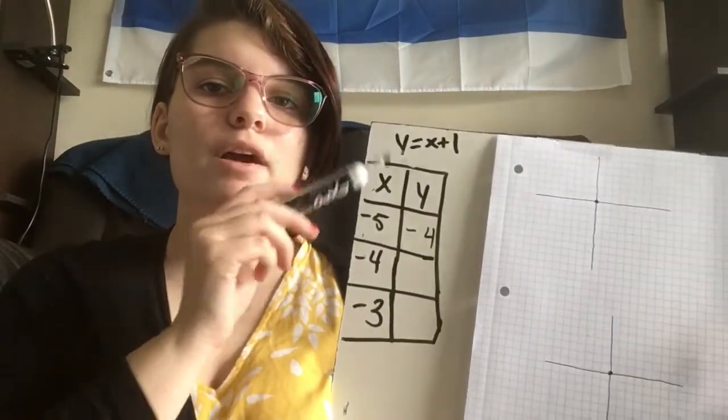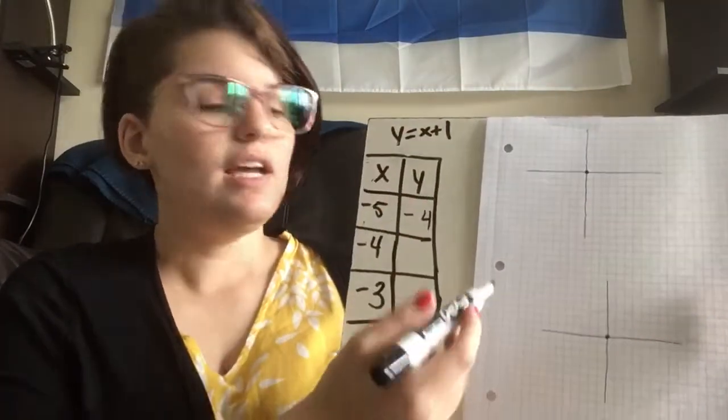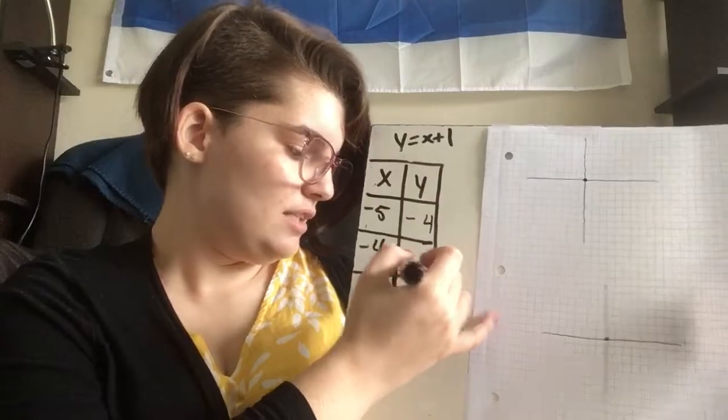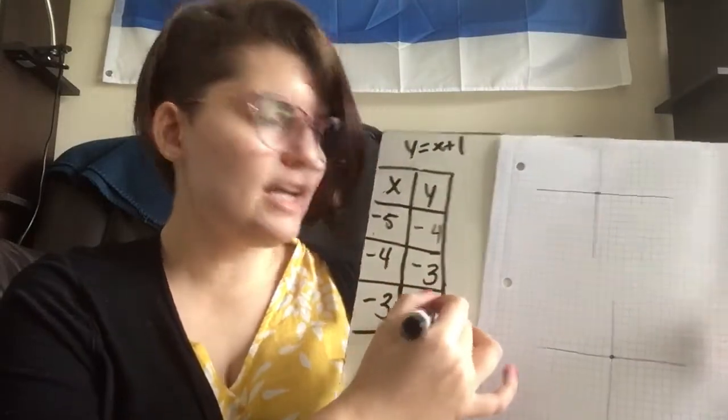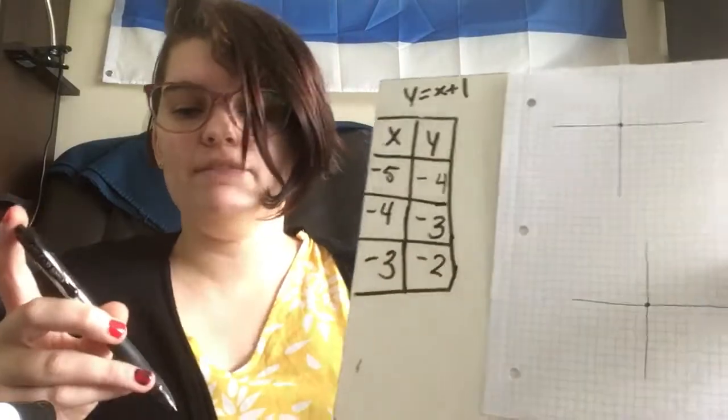Let's do it with -4. Y equals -4 plus 1. If I move 1 to the right, it is -3. And as you can assume, -3 would go to -2. Okay? That one's pretty simple, but now I have to graph it.